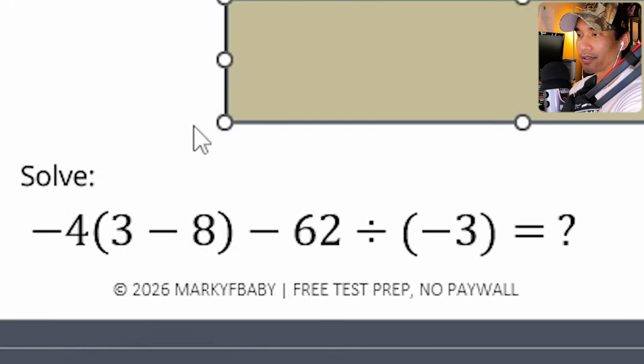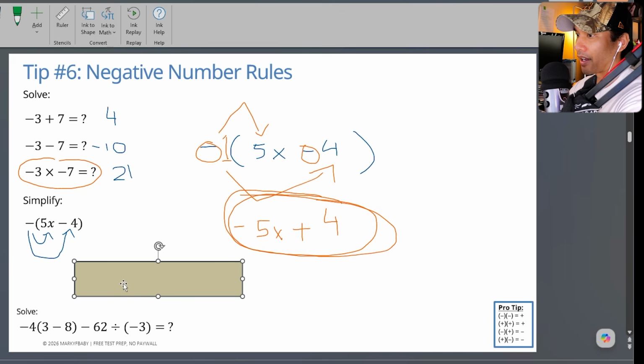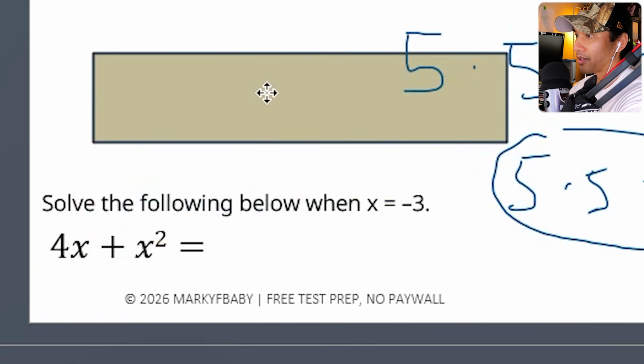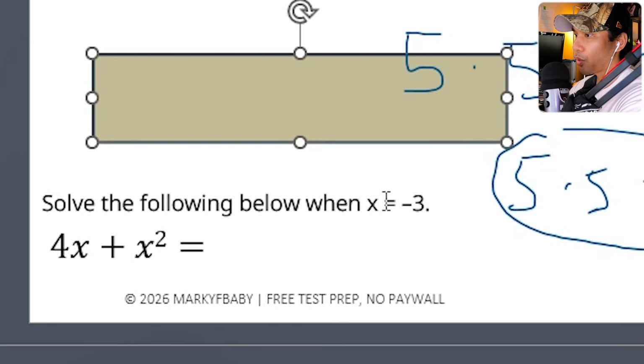And then for tip number 7, here is your equation. Solve the following below when x equals -3: 4x plus x squared. So what do I do? I don't know. Figure it out. Let me know in the comments below what the answer is.